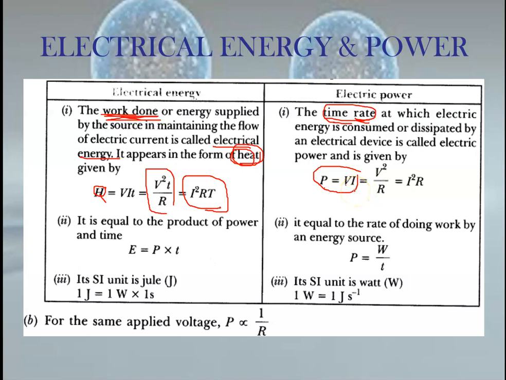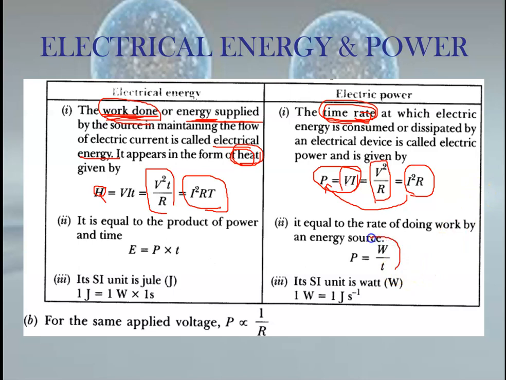By substituting Ohm's law here, I will get a new relation between V, R and P, which is equal to this one. Substituting again with Ohm's law, I will get this one, which is related to P. So once again, I need to emphasize the difference between electrical energy and electrical power. Electrical energy is work done or energy supplied. But electrical power is the time rate at which electric energy is consumed or dissipated. So there is quite a difference between these two.